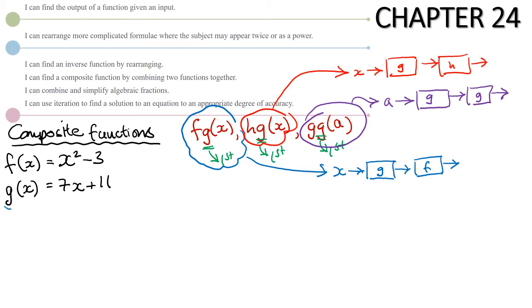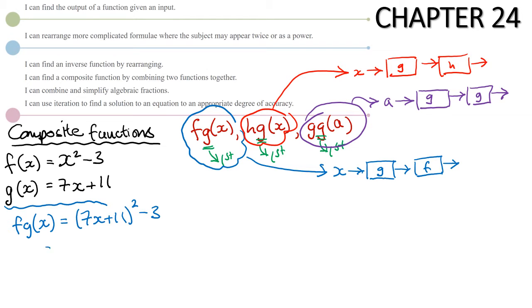So let's say this question said, can you work out f g of x? Right, so that means we start with function g, which is 7x plus 11, and then this 7x plus 11 goes into function f. Now what does function f do? Well, it squares the input and then we take away 3. Now the input is 7x plus 11, so that gets squared and we take away 3.